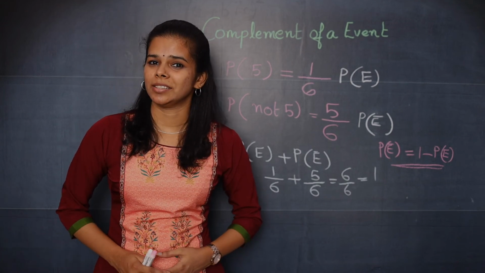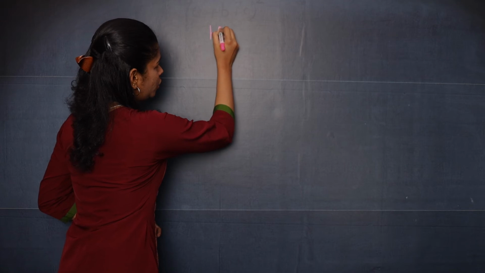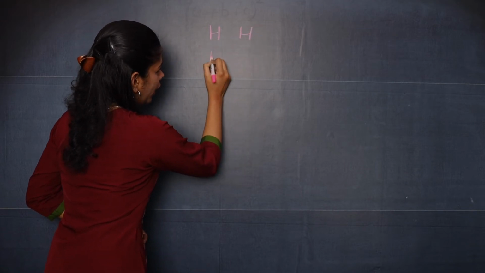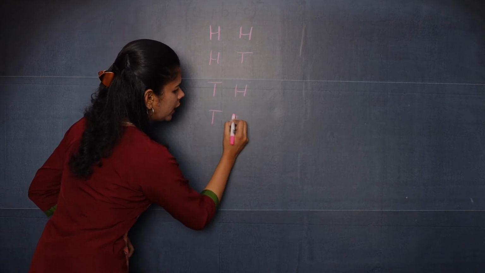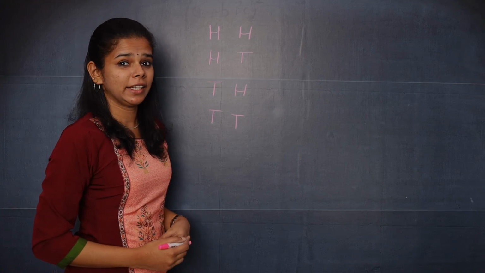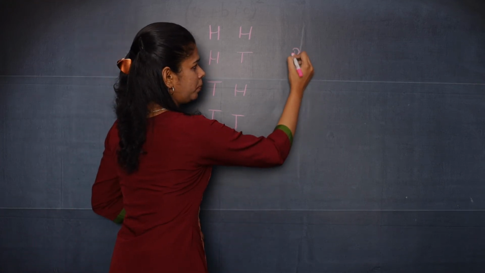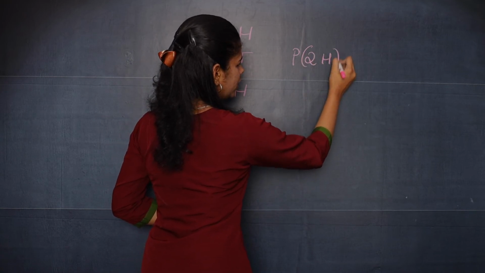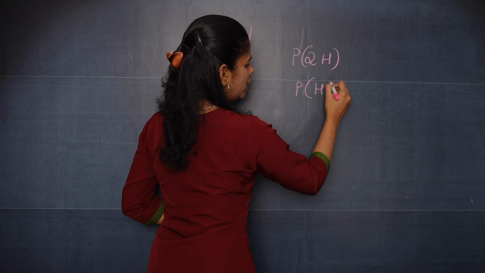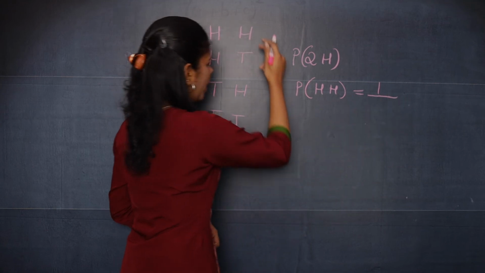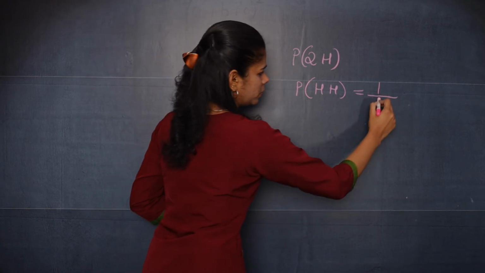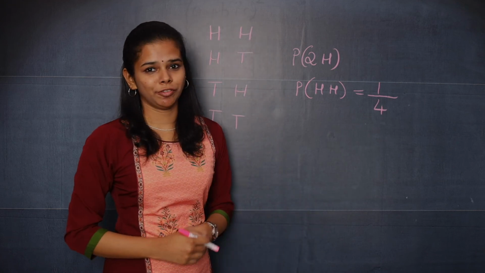Now let's see some questions. What happens when a coin is tossed 2 times? Can you guess the possible outcomes? There will be 2 heads, head and tail, tail and head, and 2 tails. So what is the probability of getting 2 heads? Probability of 2 heads, or you can write probability of HH, is 1 favorable outcome divided by 4 possible outcomes. So it is 1 by 4.